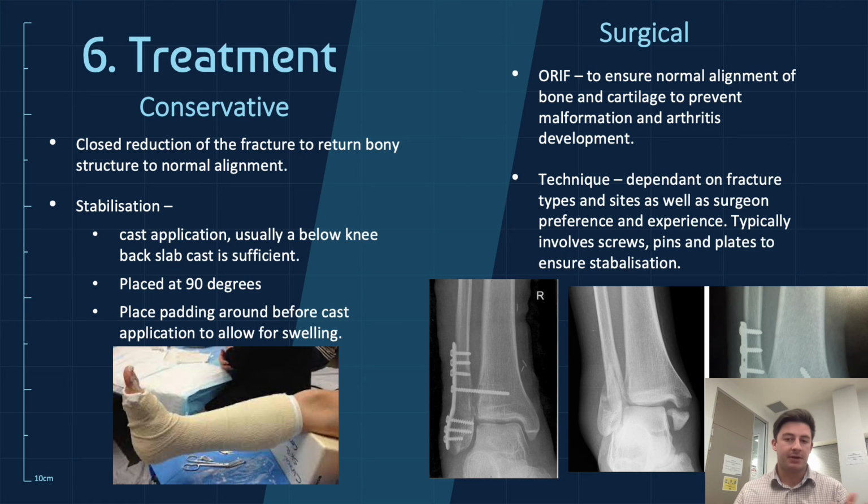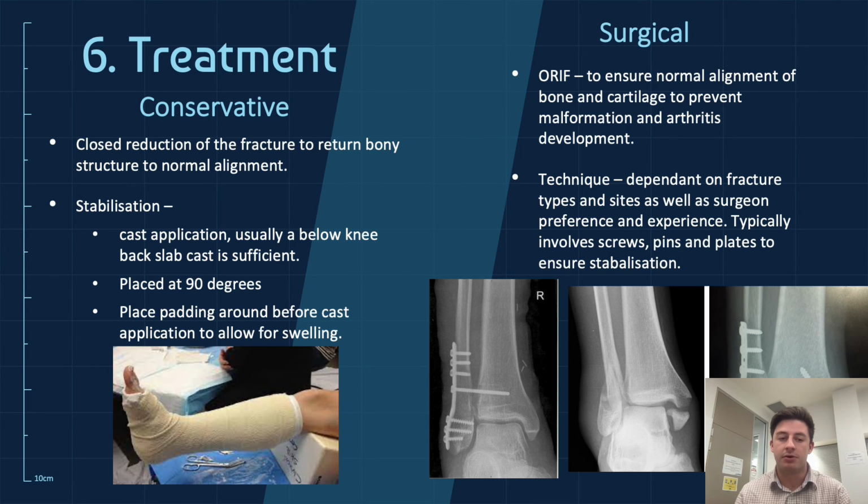So then the two forms of treatment, we've got sort of conservative treatment, which is just a closed reduction of the fracture to try and return the bones to normal structure and normal alignment. And then that would also involve stabilization. So cast application, usually a below knee back slab, is what people go for, and you place the foot at 90 degrees, which is a resting position.